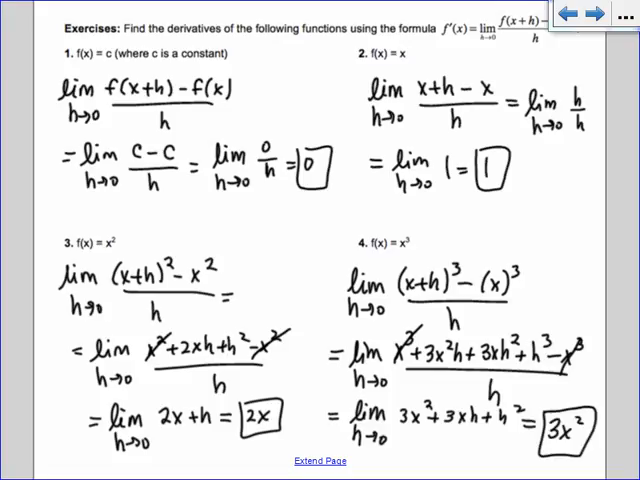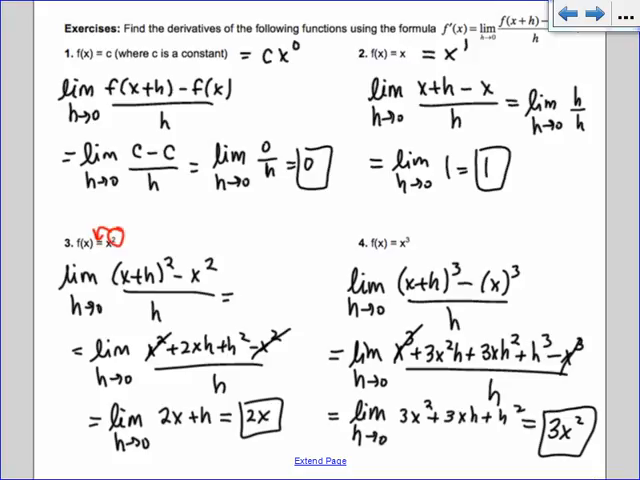So let's think about it. This first one was c, which is the same as c x to the 0. Right, there was no x value. The next one was x, which is the same as x to the 1. Jack thinks he knows it. The next one is x squared, and the last one is x cubed. So Jack, what do you think the pattern is? I think you bring the power of the x value out front and reduce the original power by 1. That is exactly the pattern.